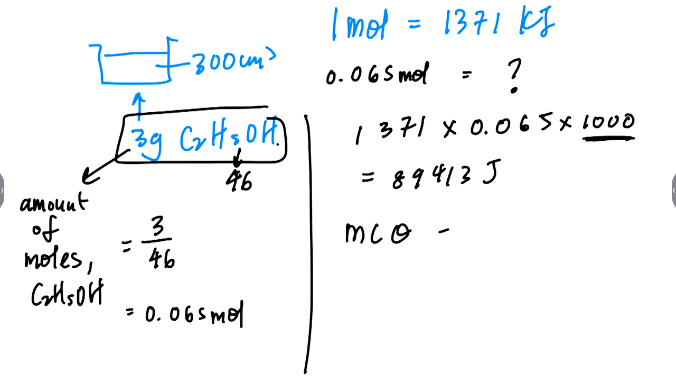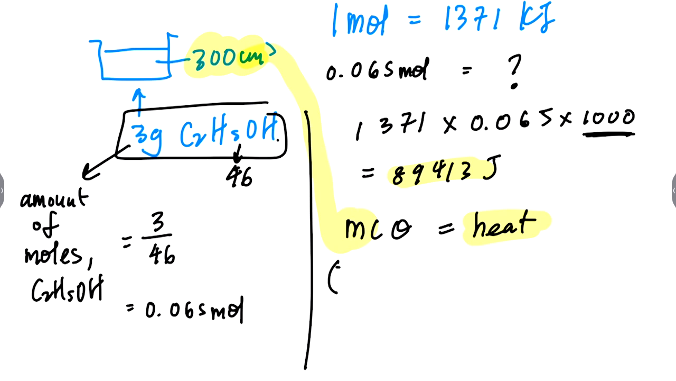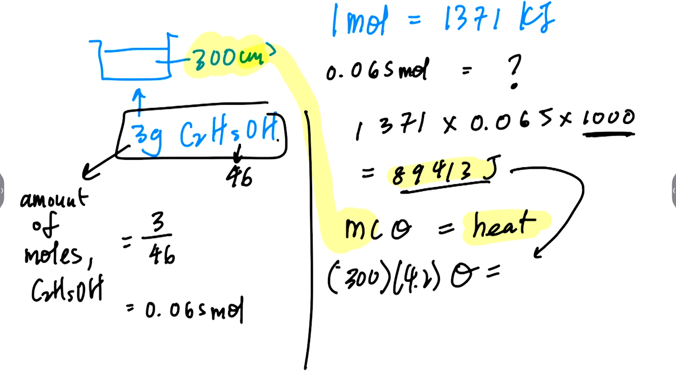Okay, so let's look at this formula. mc theta is heat. So this is what you just counted. Substitute it in. m is mass of water. 300. That's why you have it. It is not the same. Okay? 300. c is given in the question. 4.2. Theta is what you're looking for. Heat is what you calculated just now. 89413. Giving you a theta of 71.